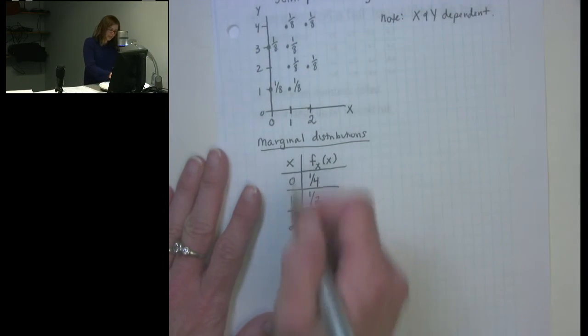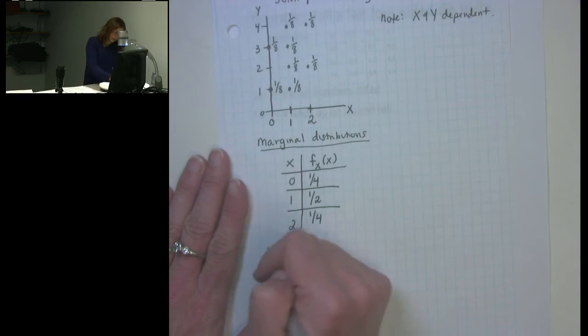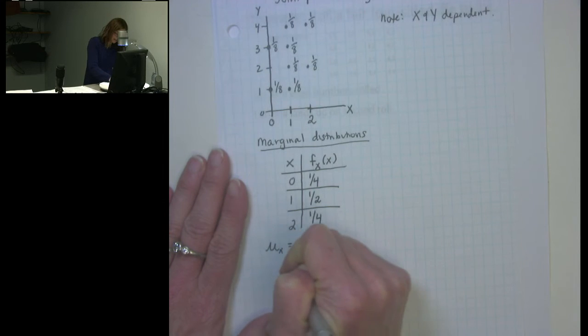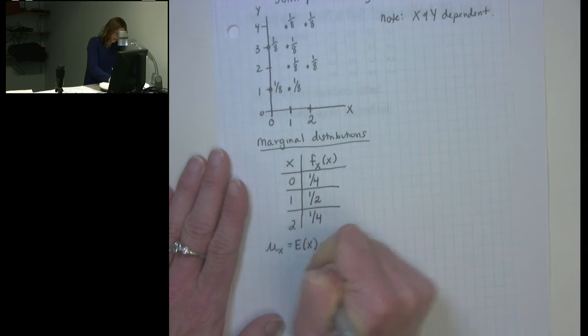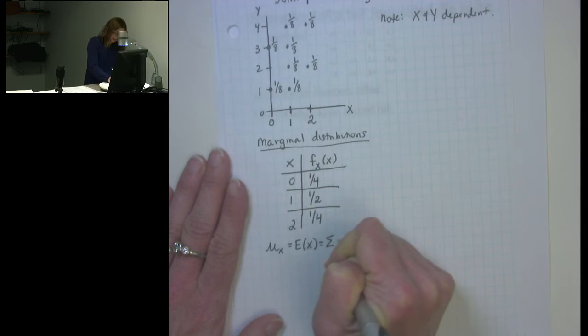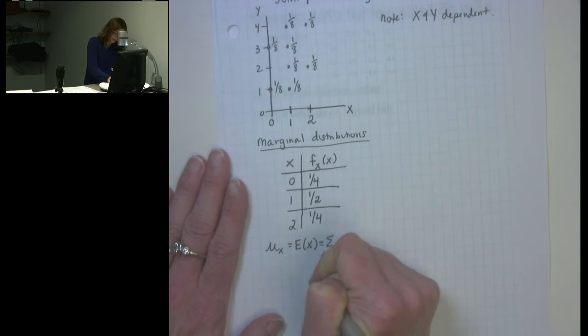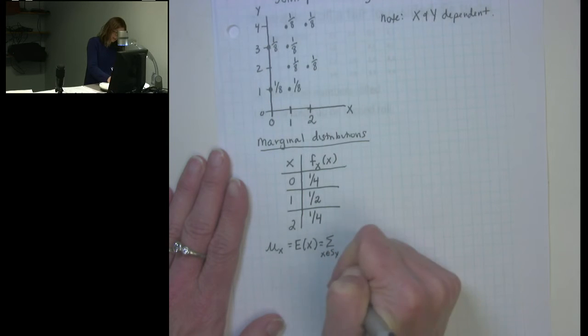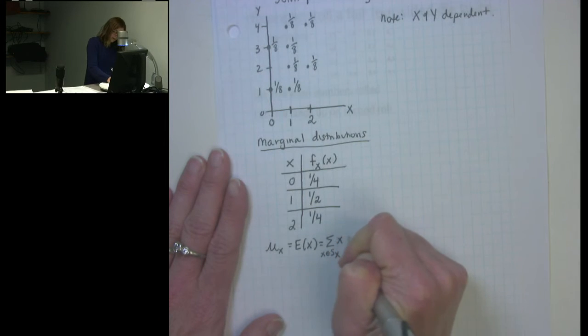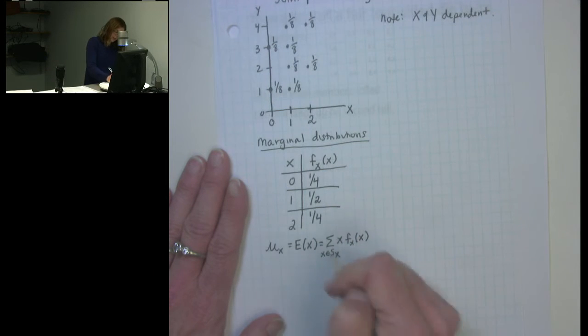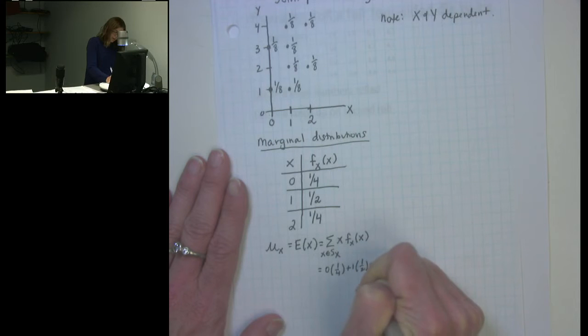I can also find the mean and the variance of this marginal distribution. The mean of x, which is just the expected value of x, I can add, for all the values x that are in the support of x, x times our marginal distribution. So I'd have 0 times 1/4 plus 1 times 1/2 plus 2 times 1/4 gives me a mean of 1.